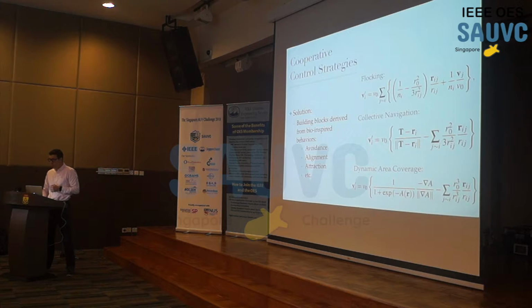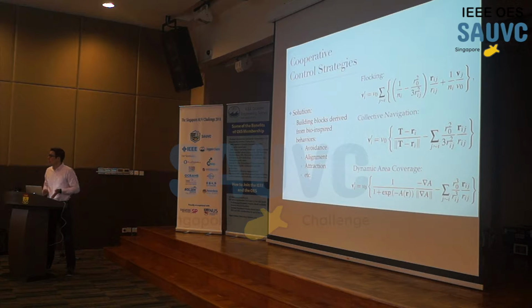All right, so let me move on to some of these examples. As I mentioned before, you want to achieve avoidance, alignment, attraction, but in some cases what you want is just alignment. Say that you want all your buoys to go in one direction and follow a leader, you just want to have alignment.